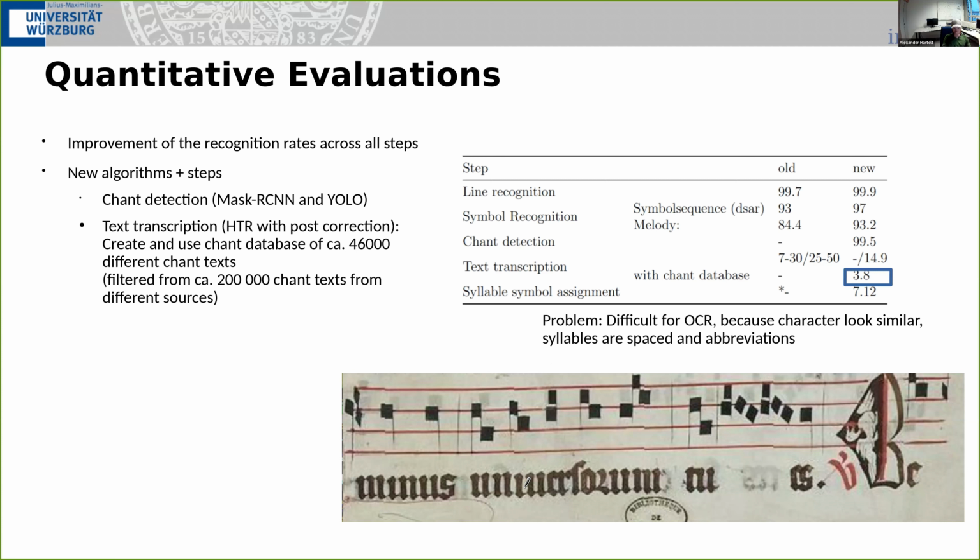And because of that, we tried to improve this step by having a chant database. So we created a chant database consisting of 46,000 different chants by collecting them from different sources. And we use this chant database to correct the raw transcription of our text models by automatically aligning it and correcting the errors. And this improved the text transcription by a large margin.